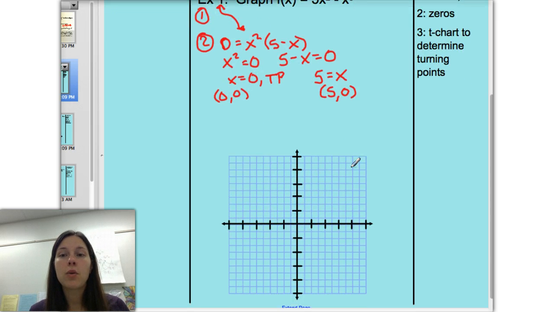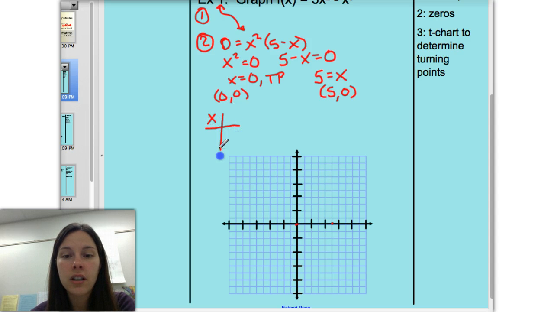Last is we need to determine what other turning points are on this graph. So if you think about the fact that our graph is going to go through this point right here, and I'm going to count each of these by, this is 1, 2, 3, 4, 5, and it's going to go through the x-axis right here. So somewhere in between these 2 points, it has to turn so that it comes back to the x-axis. All right, so we're going to set up a t-chart just between our x-intercepts. So we only need to test the values 1, 2, 3, and 4. So we're going to substitute these values back into our function.